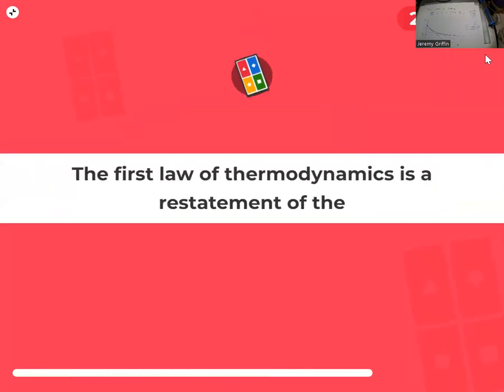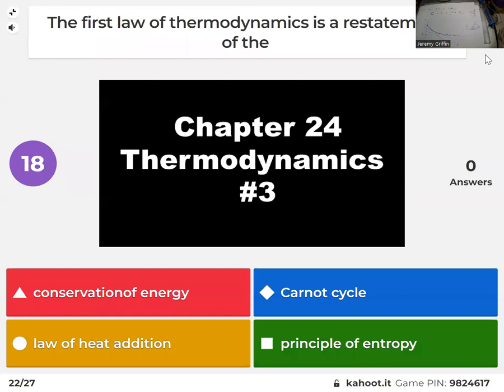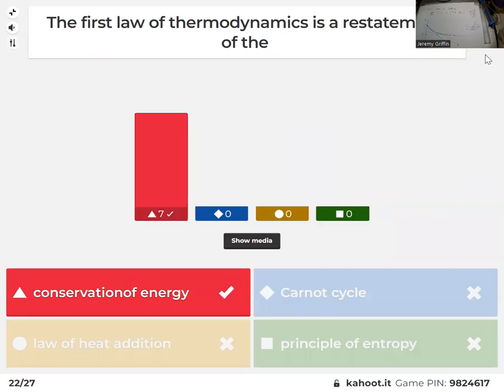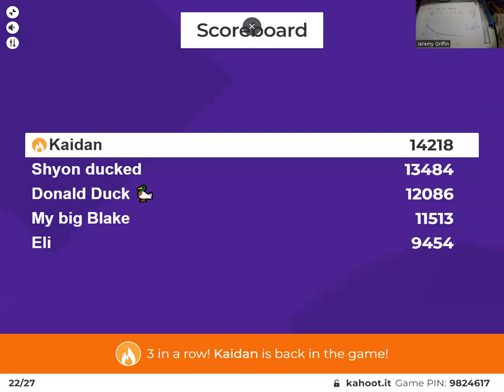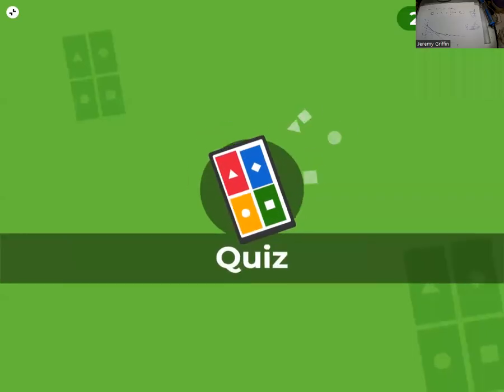The first law of thermo is a restatement of what? Yeah, conservation of energy. You can't create or destroy energy. You can only transfer it from one form to another. There you go. First law of thermo.